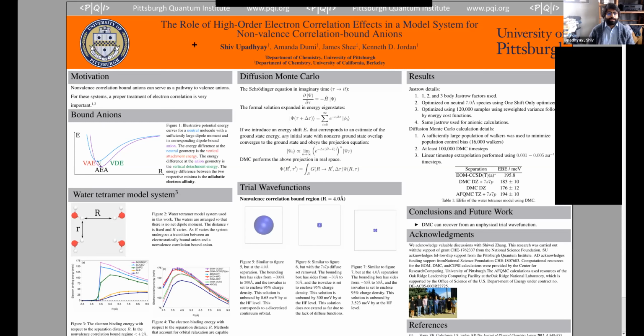What I'm going to be presenting on today is the role of high-order electron correlation effects in a model system for non-valence correlation-bound anions. And I'll get into exactly what that means in a second. First, I want to thank my collaborators, Amanda Dumi and James Shi, and my advisor, Kenneth Jordan, and PQI for the fellowship that supported part of this work.